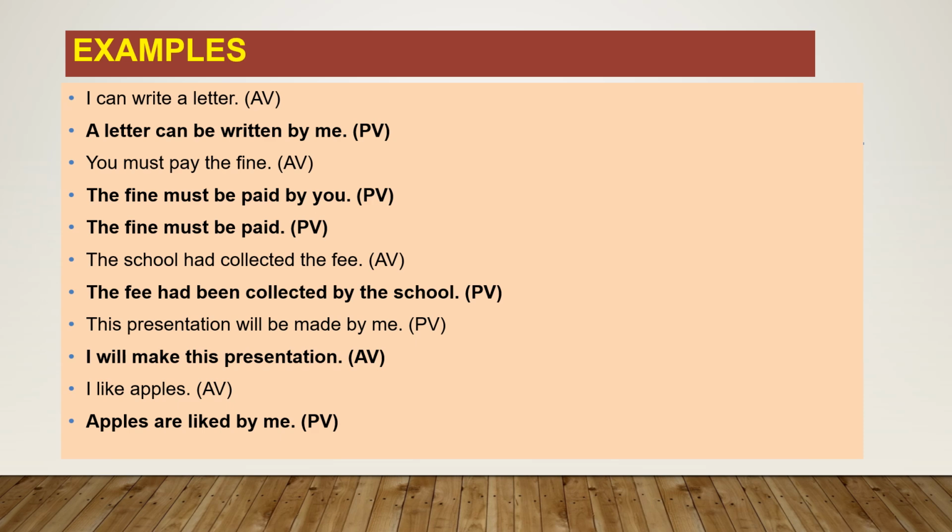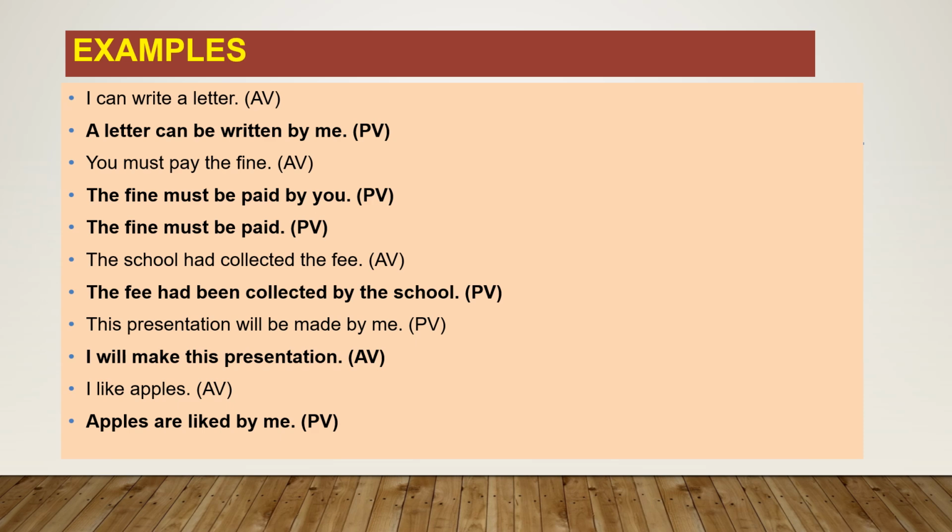You must pay the fine. Here you have the fine, which is the object, becomes subject, the fine. Now must pay is the verb, using the modal form must and the main verb pay. So we have to say must be. Must be form has to be used. And then paid. Pay becomes paid. That is the past participle form. So the fine must be paid by you.